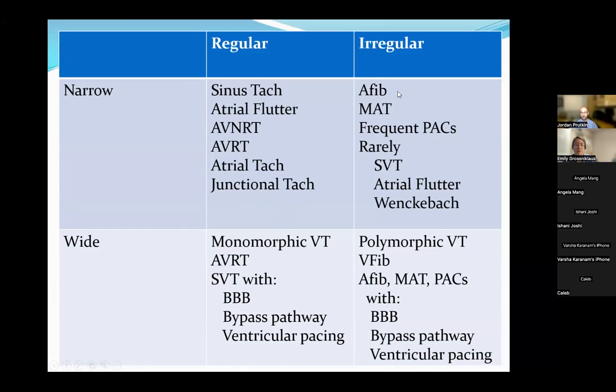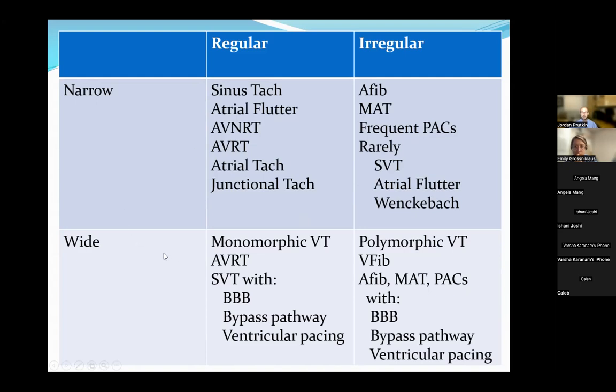Your irregular ones, by far the most common irregular narrow complex rhythm is going to be AFib. But there is also multifocal atrial tachycardia, MAT, that you see in people with pulmonary disease more commonly. Or just frequent PACs. So if someone's having a lot of PACs, it's going to be irregular. And then very rarely you can have some of these other SVTs that will be irregular and narrow complex, or someone going sinus tach with Wenckebach, let's say.